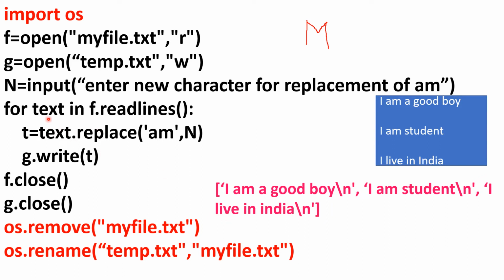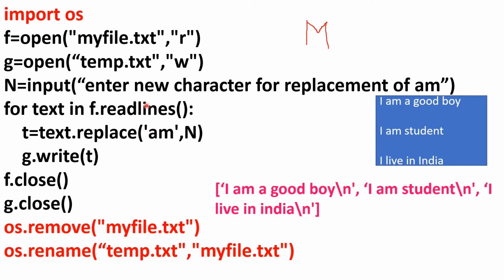Now one line at a time will be picked. So the text will receive I am a good boy, and then from here it will replace m by the variable n, and n contains what? This data m. So wherever we have am, that will be replaced by a single letter m. And then after replacing it, we will write the data in the temporary file opened with object g.